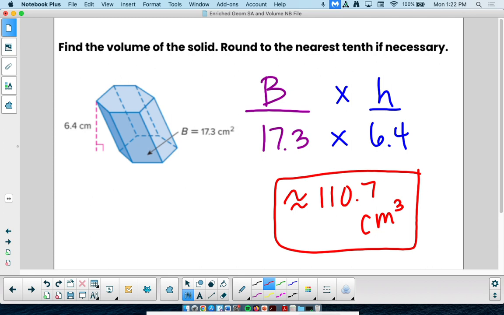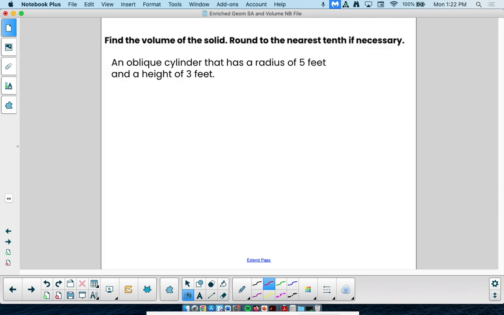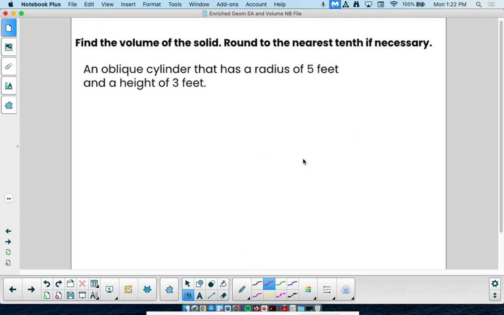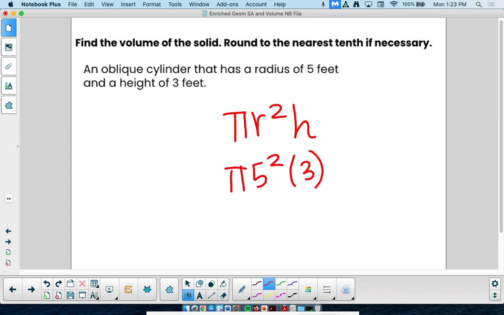Because it gave us the base area. Okay, an oblique cylinder that has a radius of 5 feet and a height of 3. Does it matter that it's oblique? No. We find it the same way. Pi r squared times h. It's like 230. It's 235.6. Still close. What do you think it is, Landon? I was guessing 220, 230. It was 235.